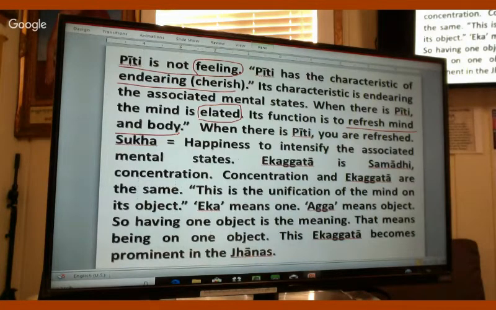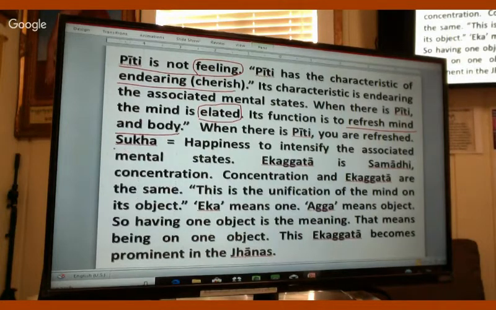So they are working together like this, supporting each other. Very interesting, like teamwork. Very, very interesting. So that's why piti refreshes your body and mind. When there is piti, you are refreshed more and more. Very, very important, the piti, and that's why piti is a jhana factor.